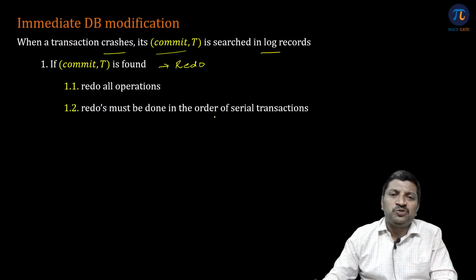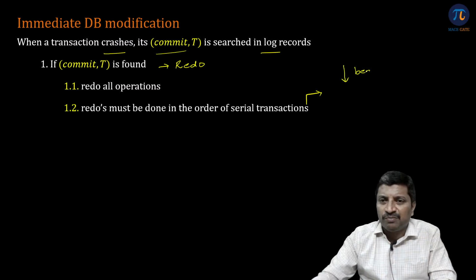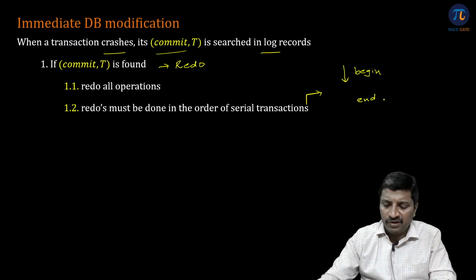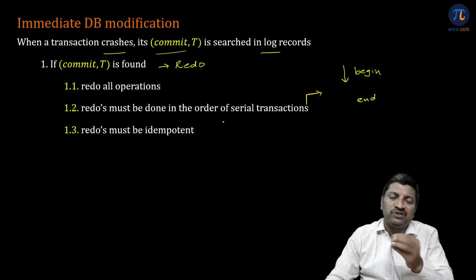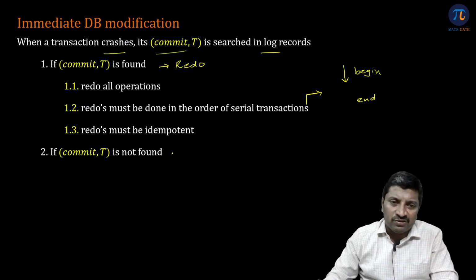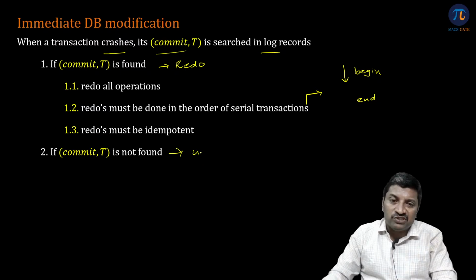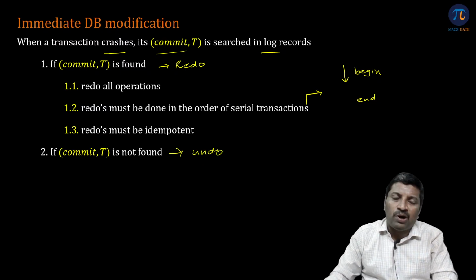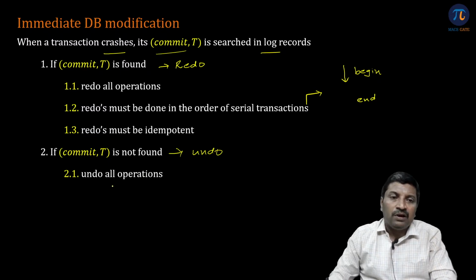Okay. Redos must be done in the serial order of transactions. I told you, sir, whenever you want to do it, I need to do the transactions from begin to end. Redos must be idempotent. So even if there is an operation two times, we will do it only one time. Suppose no commit. Sir, when no commit, we might be stuck in the middle. So first I need to undo whatever actions they have done. I need to undo. Undo all operations.